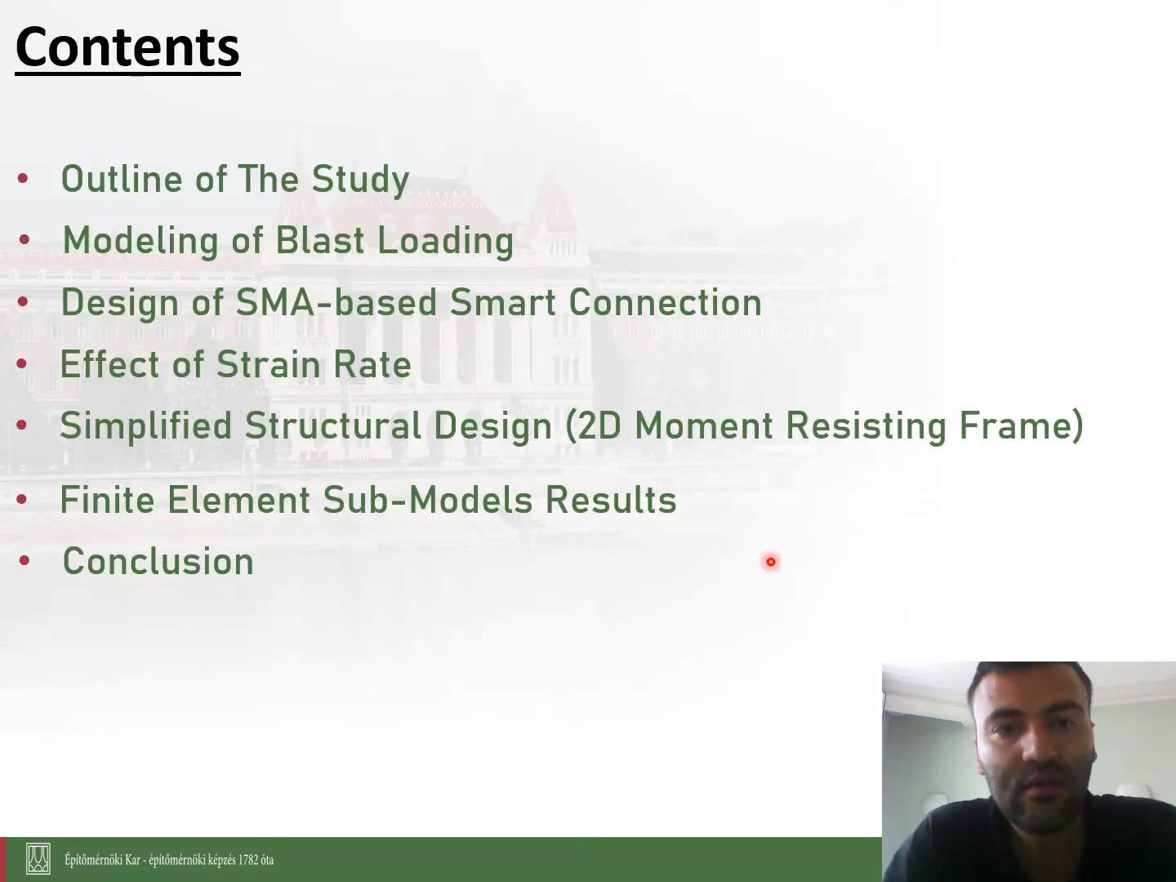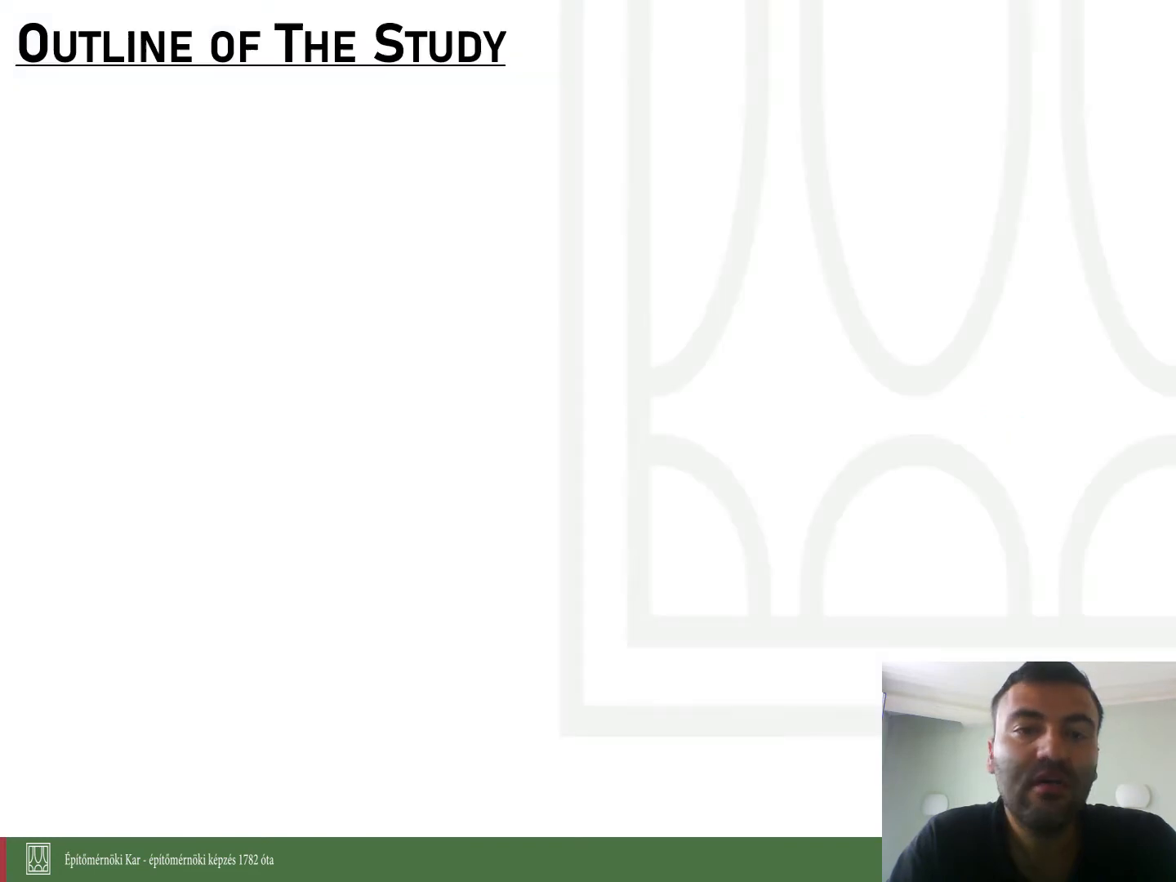The contents of my presentation will be about the first outline of this study, then modeling of blast loading, design of SMA shape memory alloy based smart connection, then we try to discuss the effect of strain rate, and we propose a simplified structural design, which is a 2D moment resisting frame structure. Then finite element submodel results will be discussed as well, and finally the conclusion. Let's start with the outline of this study.